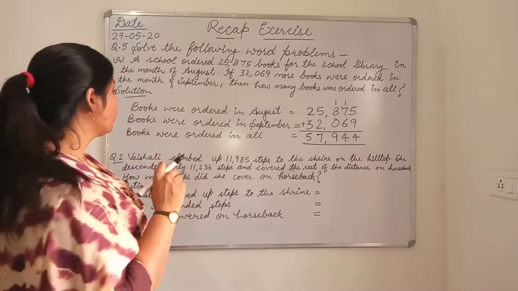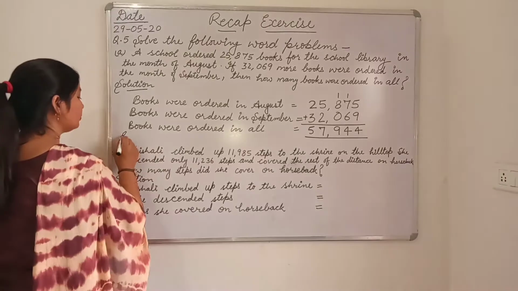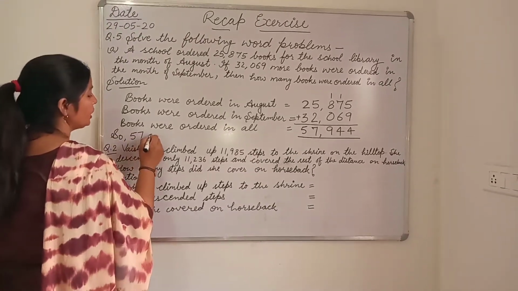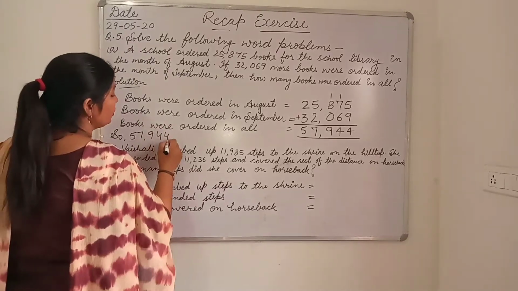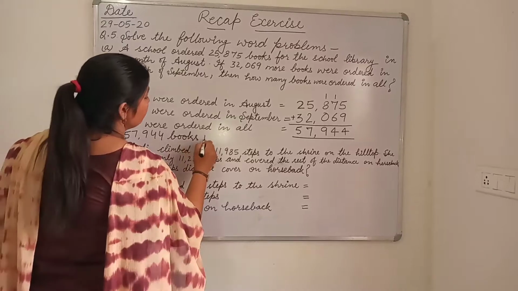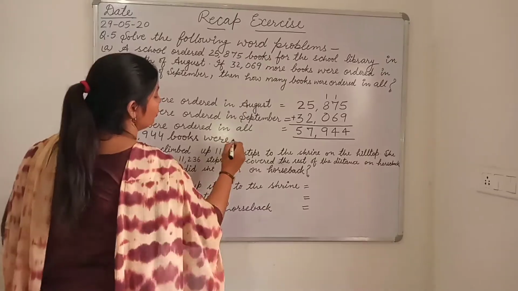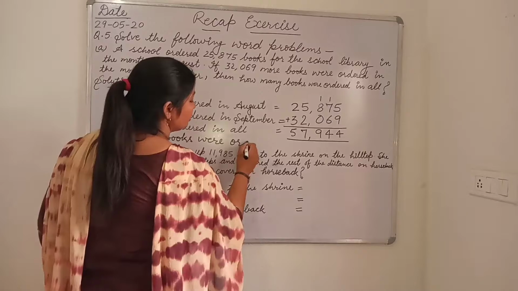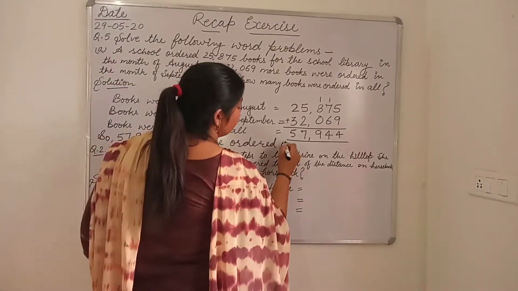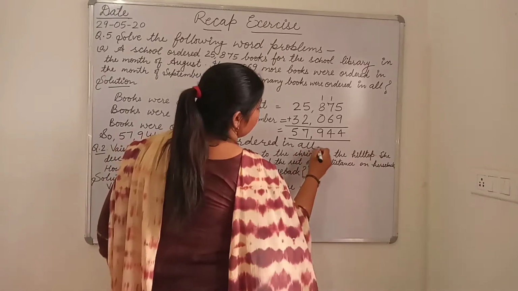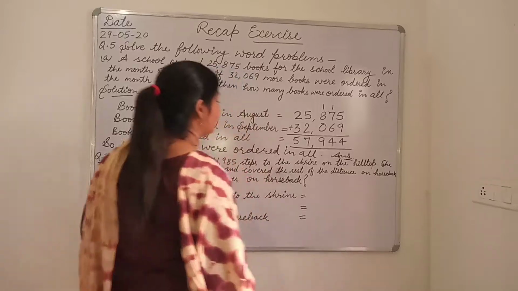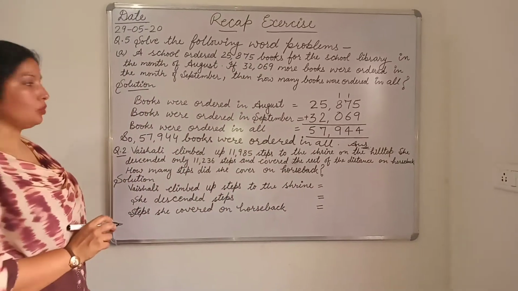Okay. So we write here: 57,944 books were ordered in all. That's your answer. You should write here "Answer". Okay. So that's your solution.